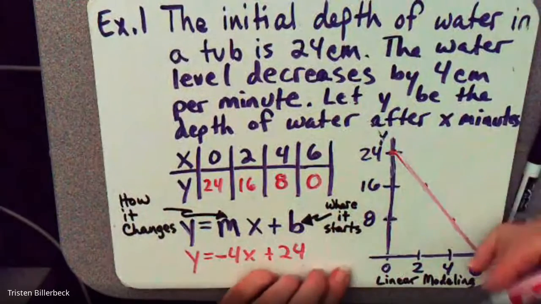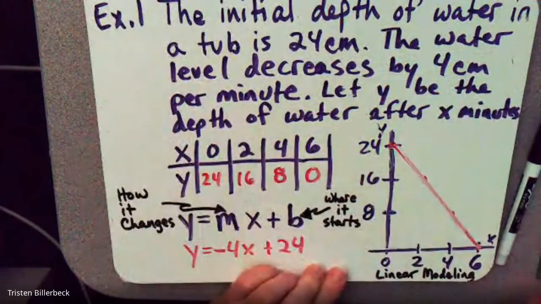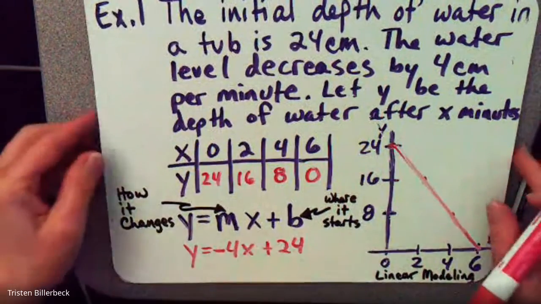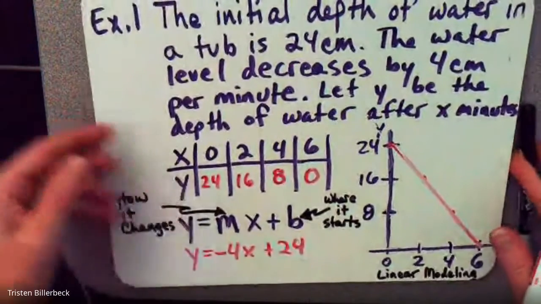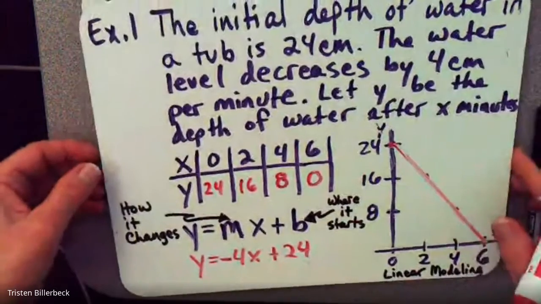Okay, and this is called linear modeling. When we take a real life situation like a bathtub leaking or draining, and we put it into a graph, or we put it into a table format, or find an equation to predict the future, that's linear modeling, using linear equations.